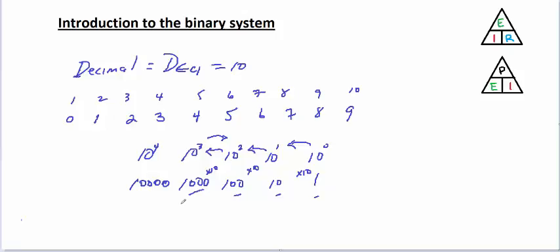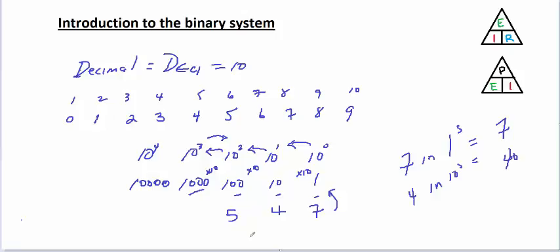So if we were to say the number 547, it really means that I have 7 in the ones column. So we say 7 times 1, so 7. Okay, there's 4 in the tens column, so that's going to give me 40. And then for the last one here, I've got 5 in the hundreds column, so it's 500. And so we end up with 547, which is what you would expect.